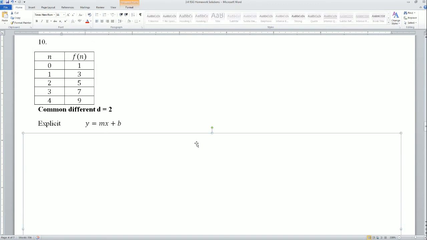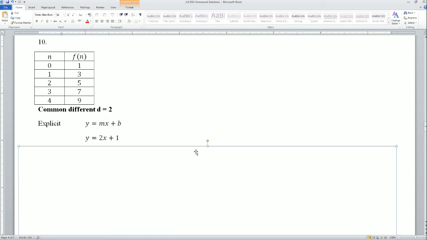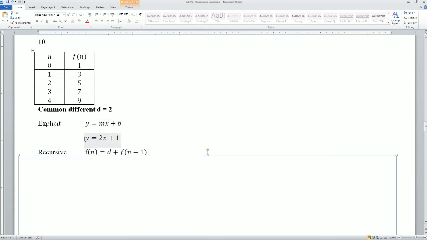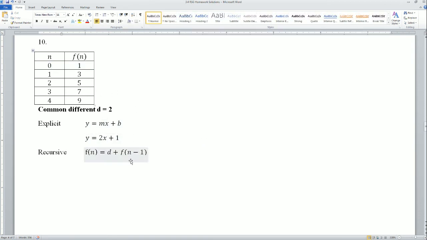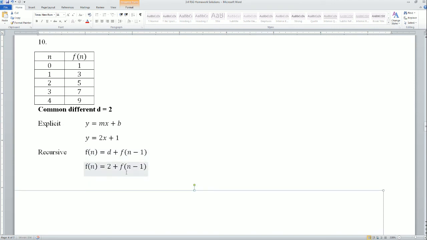The explicit, because this is linear, there's a common difference. Y equals mx plus b. I use y2 was common difference. 1 was your 0 value. Here's the recursive. It is just the common difference 2 plus your previous term.